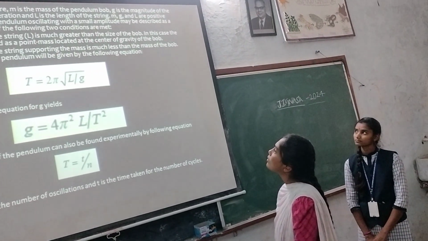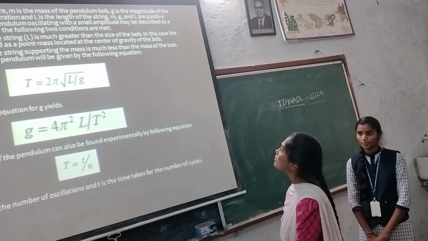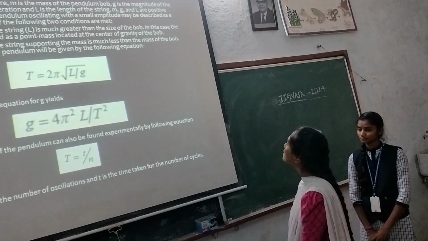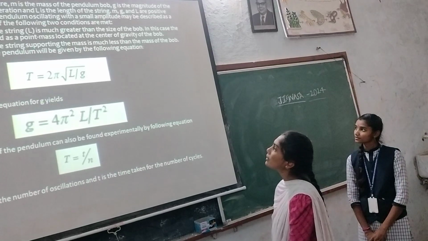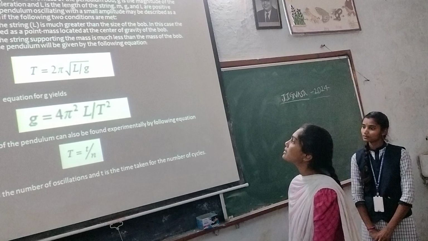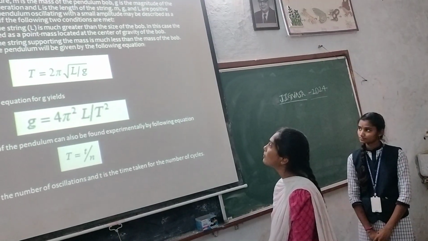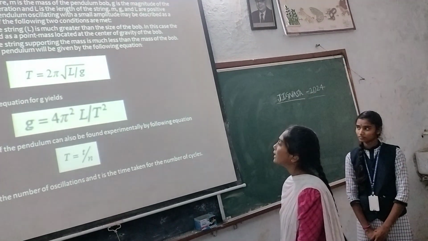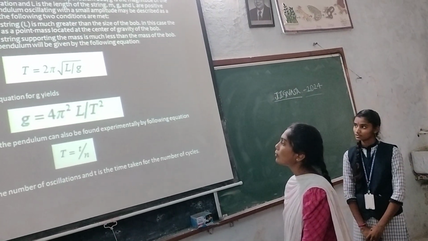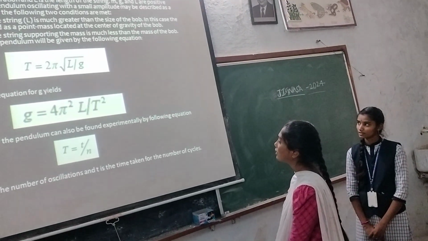A real pendulum oscillating with a small amplitude may be described as a simple pendulum if the following two conditions are met. The length of the string L is much greater than the size of the bob. In this case, the bob can be treated as a point mass located at the center of gravity of the bob. The mass of the string supporting the mass is much less than the mass of the bob. The period of the pendulum will be given by the following equation: T equals 2 pi square root of L by g. Solving the above equation for g: g equals 4 pi square L by T square.